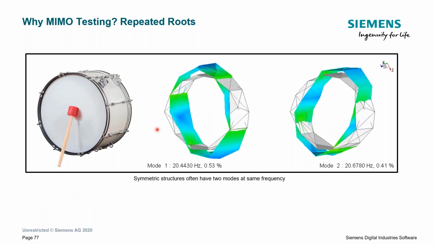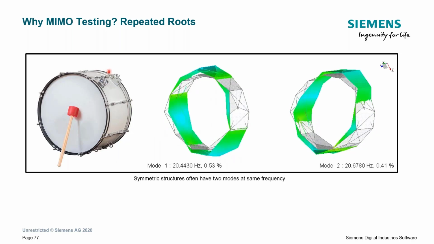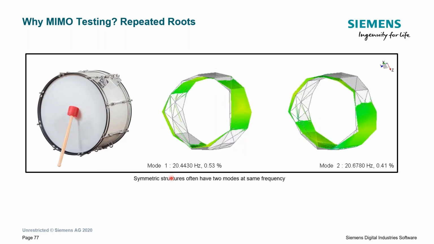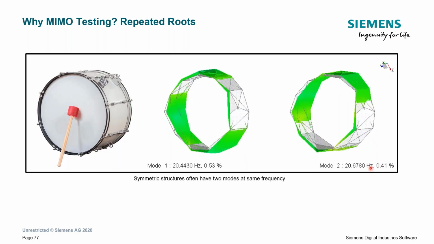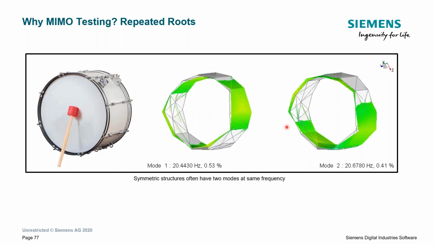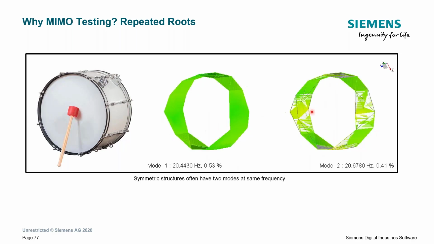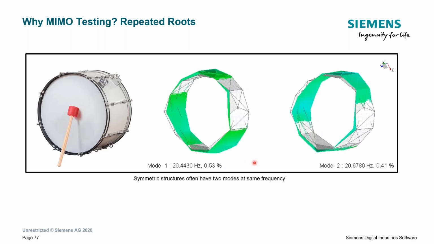Okay, so repeated roots, we talked about this. In our plate example, we had torsion and bending real close in frequency. When I have a symmetric structure like our plate, let's say we have a drum. When I strike this drum, you can see mode 1 and mode 2. They're both at 20 hertz, just separated by a fraction here, but the modes are different, okay? They're both flexible modes, and one is slightly different than the other, and only curve fitting would allow me to discern this.